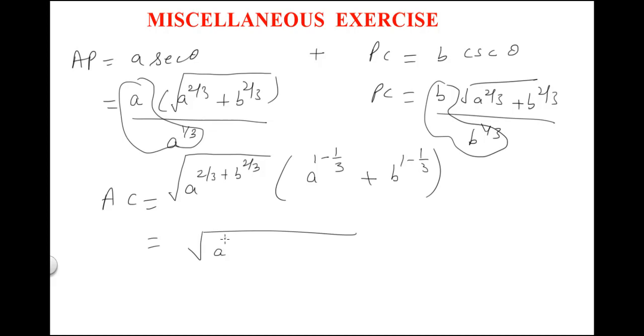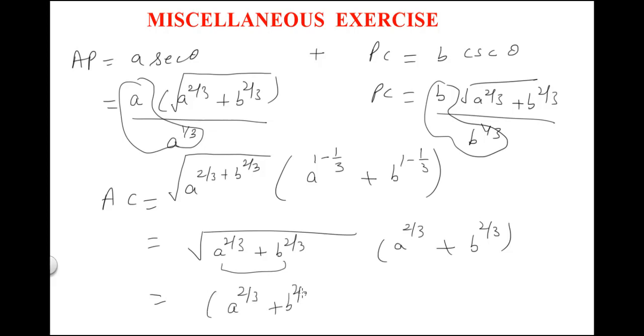Square root of a to the power 2 by 3 plus b to the power 2 by 3, multiplied with a to the power 1 minus 1 by 3, which is 2 by 3, plus b to the power 2 by 3. Clear? Now we can add the powers. Its power is half, its power is 1. The bases are the same. So we can write it as a to the power 2 by 3 plus b to the power 2 by 3, whole to the power half plus 1, which gives us a to the power 2 by 3 plus b to the power 2 by 3 whole power 3 divided by 2. Correct. So what we have got is the minimum length of the hypotenuse.